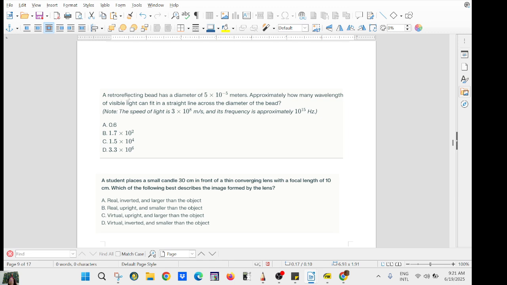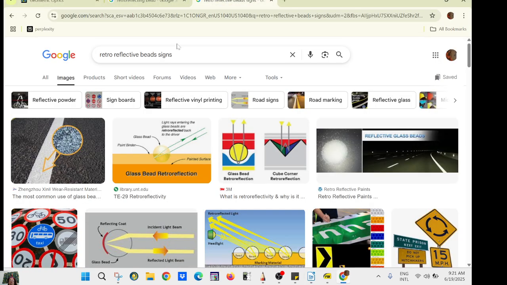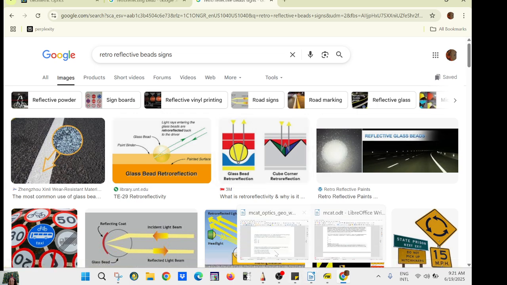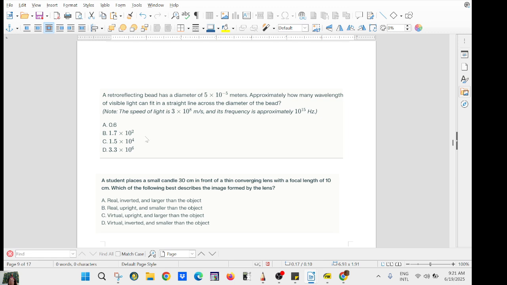So here they want to know, so it's again with the retro-reflecting beads, a little sphere of plastic or glass, must be plastic here, so it's very small. And they want to know how many wavelengths you can fit in. So you should pause the video.